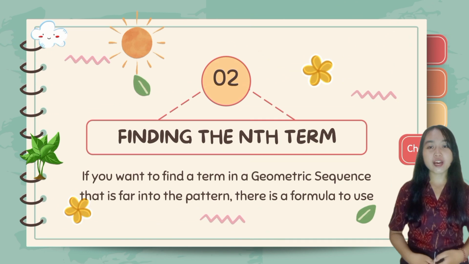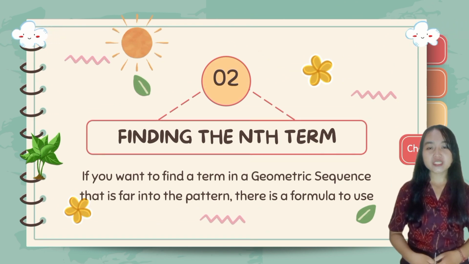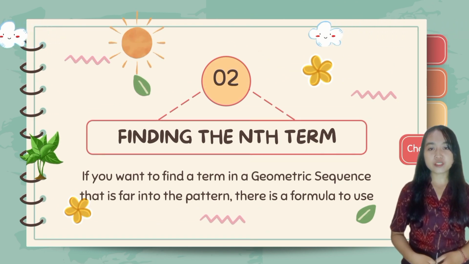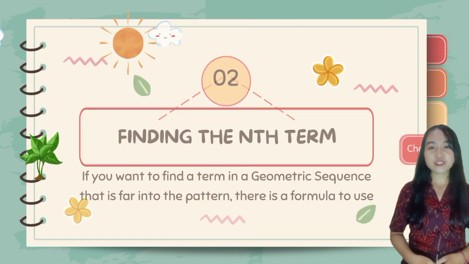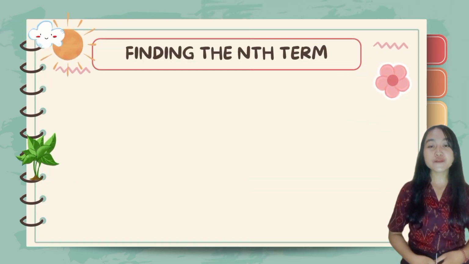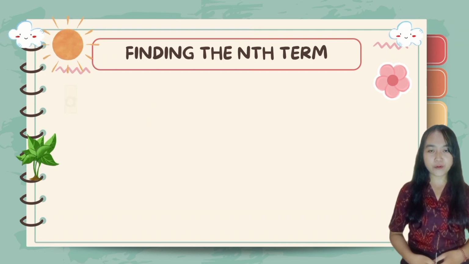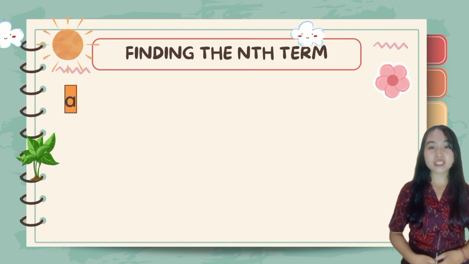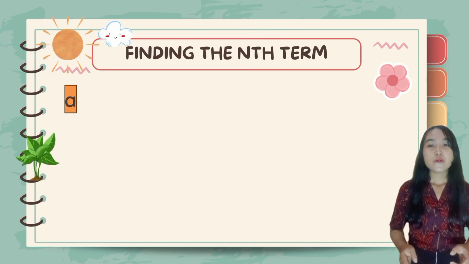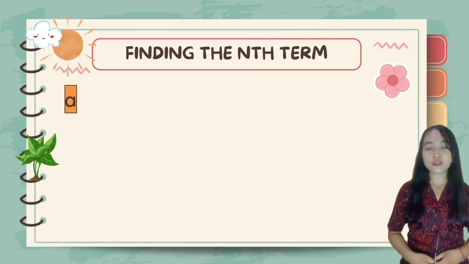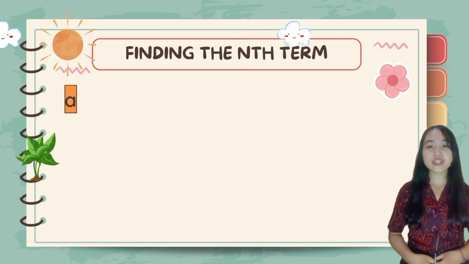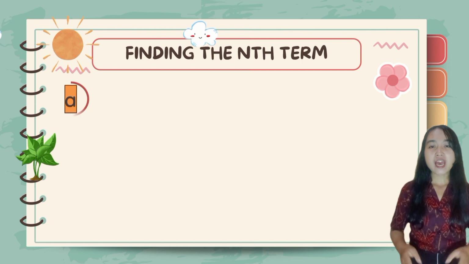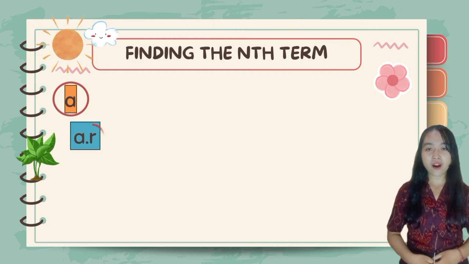If you want to find a term in a geometric sequence that is far into the pattern, we have to use a formula. A geometric sequence would start with a number. Let's refer to this number as A for now. In this case, there is a set amount of ratio that is always being multiplied on, whether the number is negative or positive but not 0. We can refer to the ratio as the common ratio, and we will denote it as R.